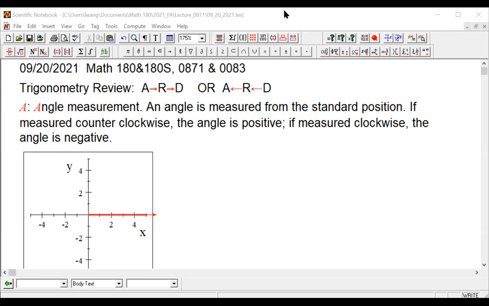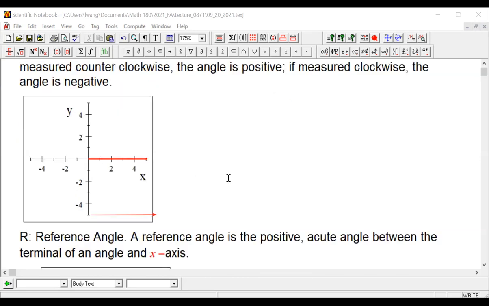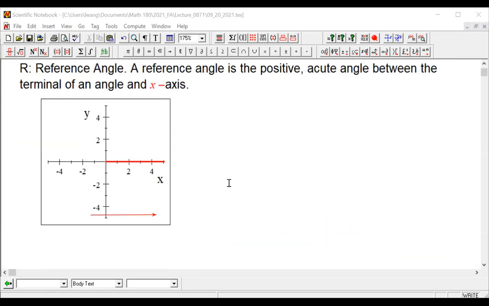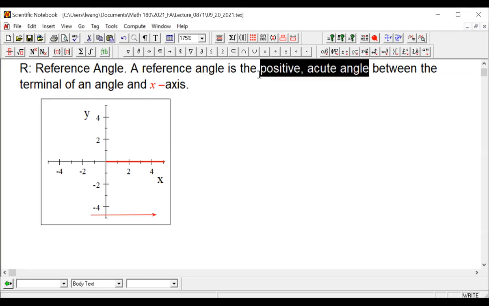And next, reference angle. Reference angle, we talk about, number 1, it has to be positive. Number 2, it has to be acute. So these are two important conditions we must honor at all times: positive, acute. Between the terminal side of an angle and the x-axis.